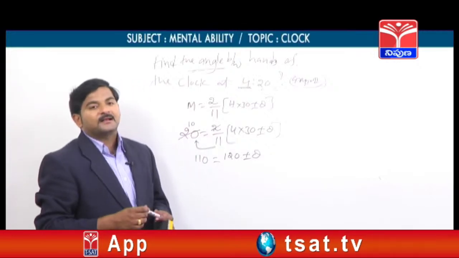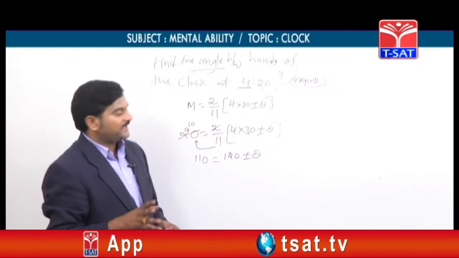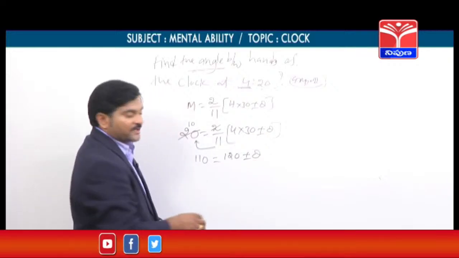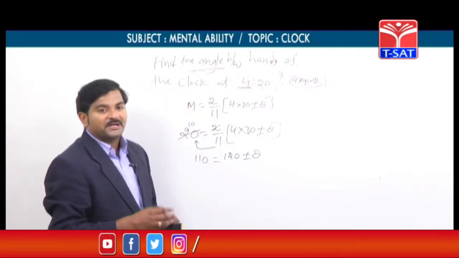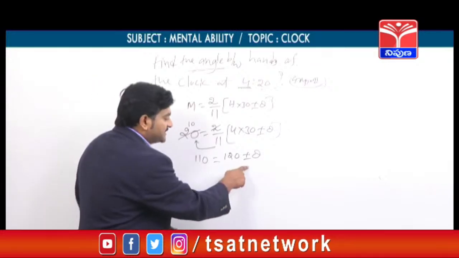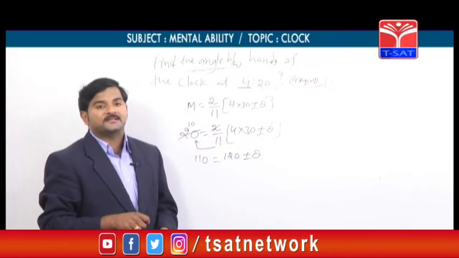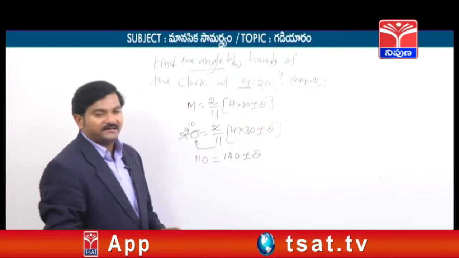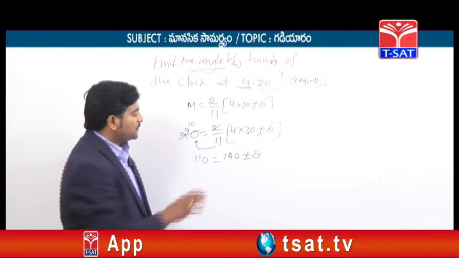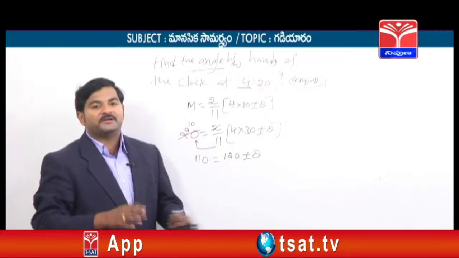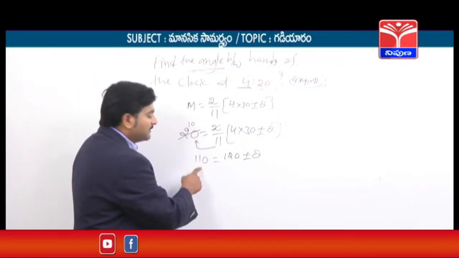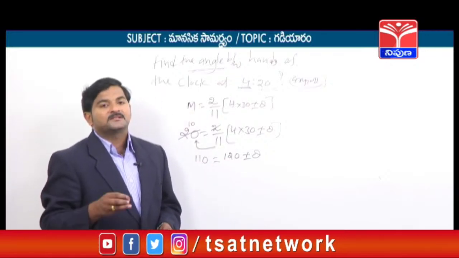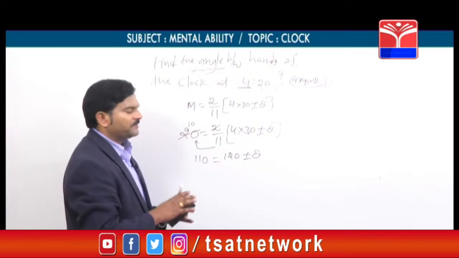After getting this, non-mathematics students may get a dilemma, because if it is plus theta you can solve, if it is minus theta you can solve, but plus theta is not there, minus is not there. What is there? Plus or minus is there. If it is plus or minus, what do you have to do? Simply, blindly, you have to subtract the small value from the big value. What is the small value here? 110 degrees. What is the big value here? 120 degrees. Therefore, subtract the small value from the big value.